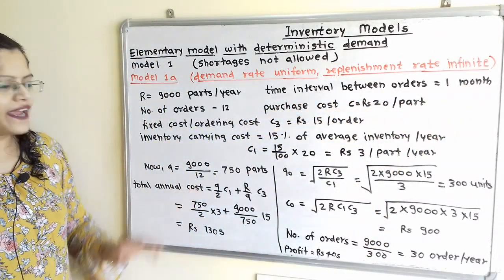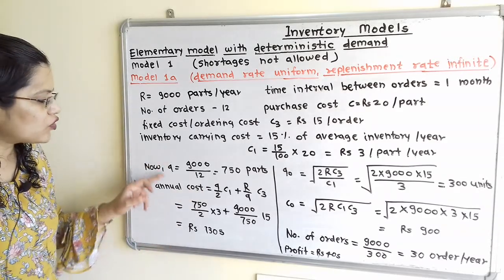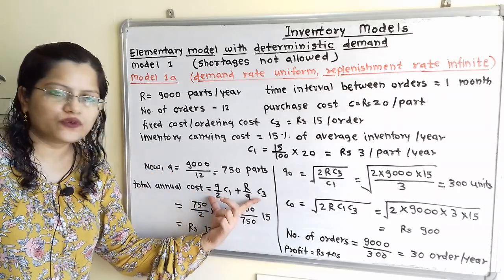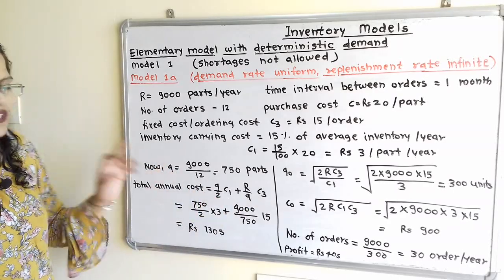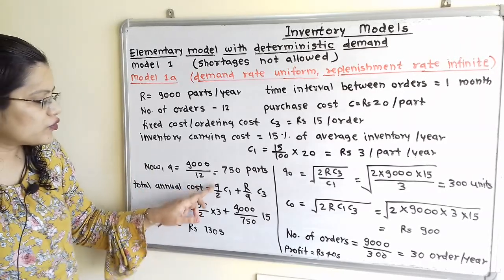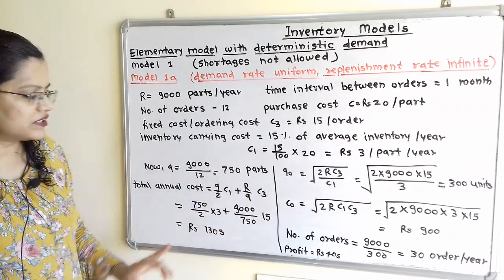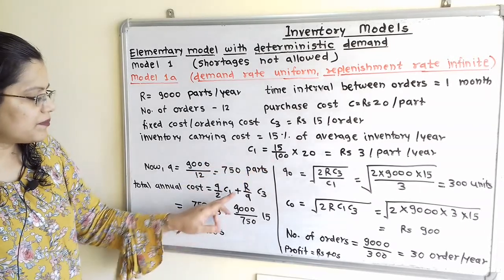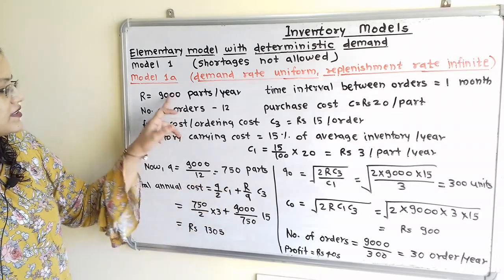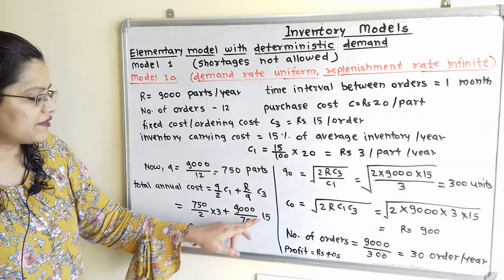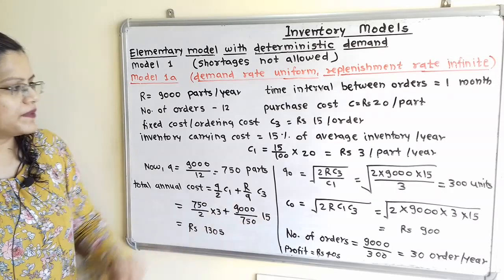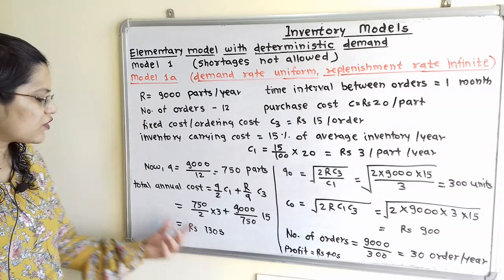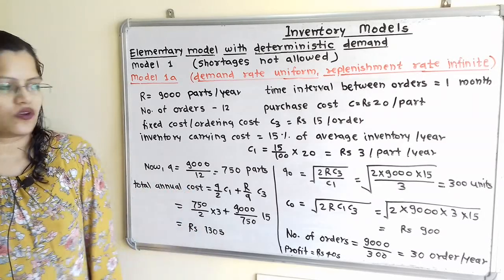So what is the total annual cost? This is the non-optimal lot size. So for this quantity we have to use this formula, because Q is the non-optimal lot size: Q by 2 C1 plus R by Q C3. So Q by 2, that is 750 by 2, into C1. C1 is 3, plus R by Q, so R is 9000 divided by Q, that is 750, into C3, that is 15. Which is equal to rupees 1305. So this is the total annual cost.